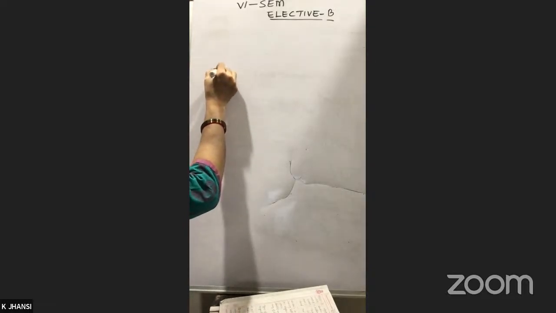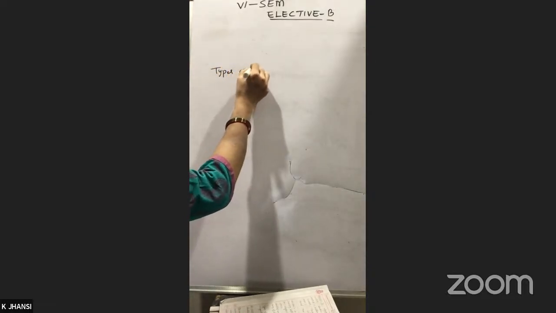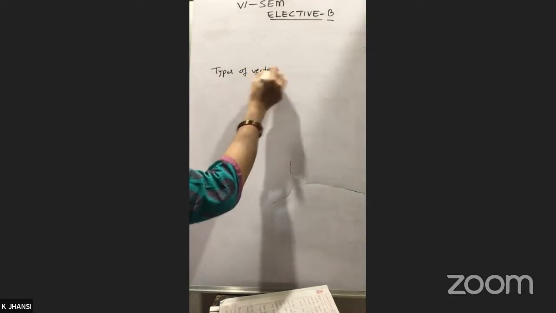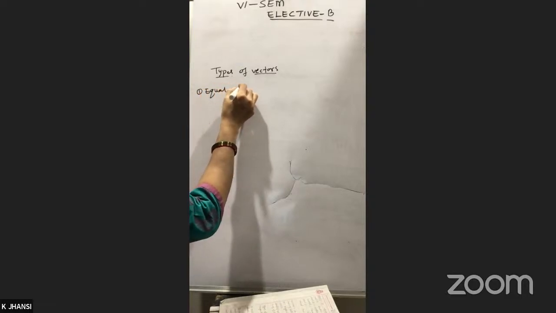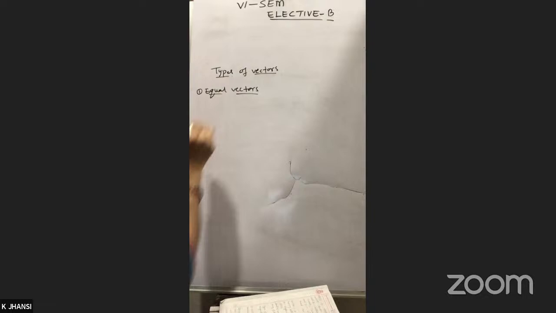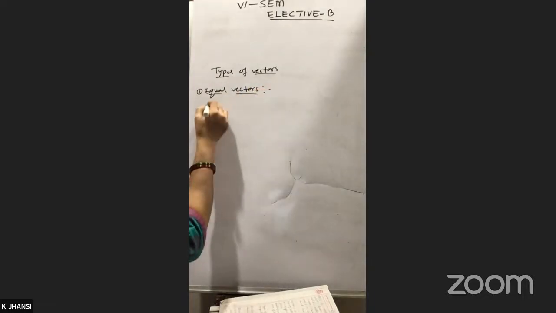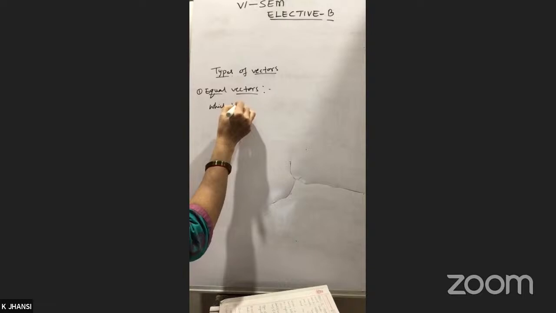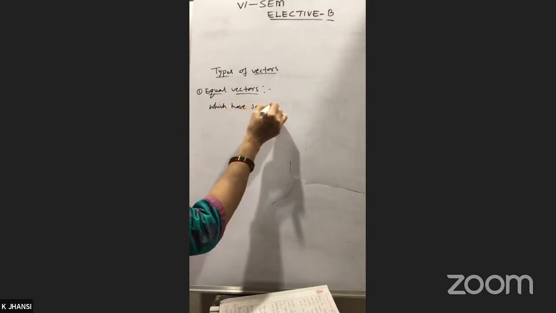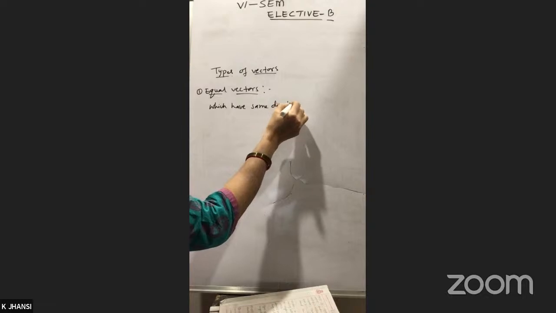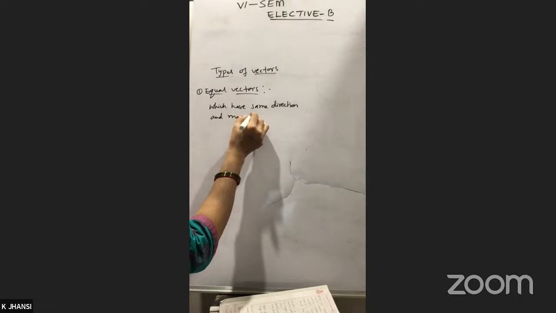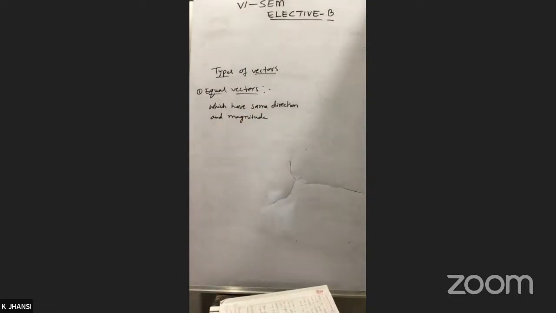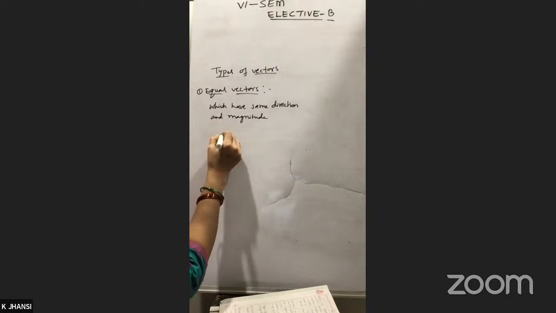So types of vectors. The first one is equal vectors. Equal vectors means vectors which have the same direction and magnitude. Same direction and magnitude. So whatever direction you have, that is A, B is there.